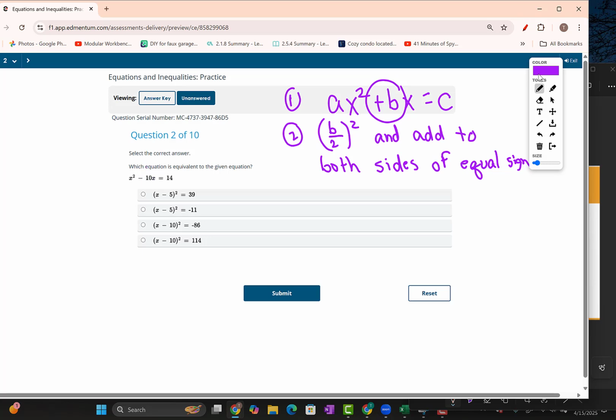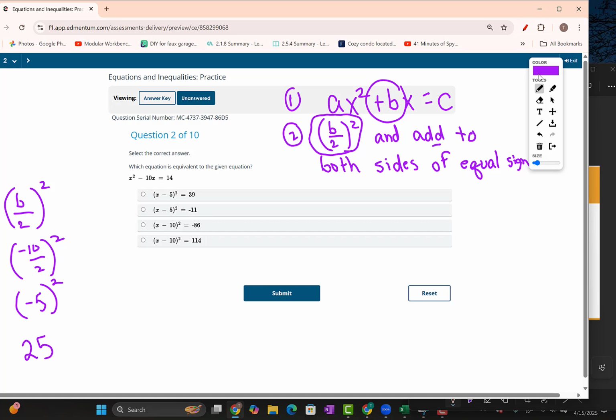So we're going to take negative 10. Let me just rewrite it. B divided by 2 squared in this problem. Our b is negative 10, so we're going to replace that b with negative 10. Negative 10 divided by 2 is negative 5. Make sure you have those parentheses if you do this in the calculator, and we get 25. So we figured out what b divided by 2 squared is, and now we need to add it to both sides of the equal sign.